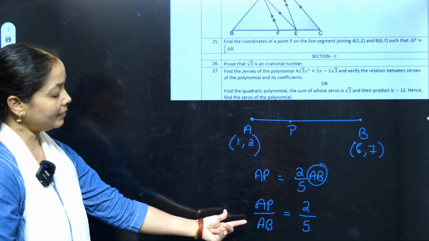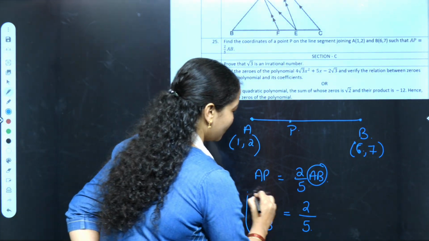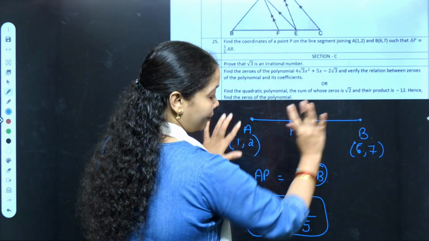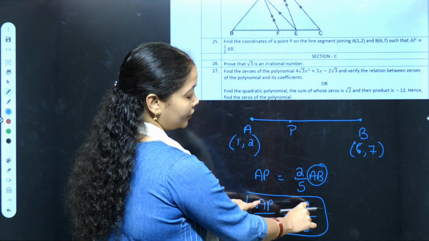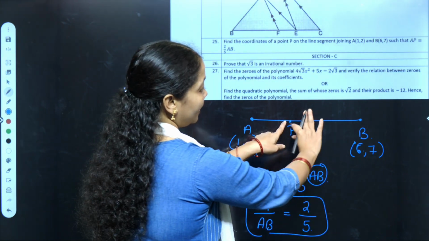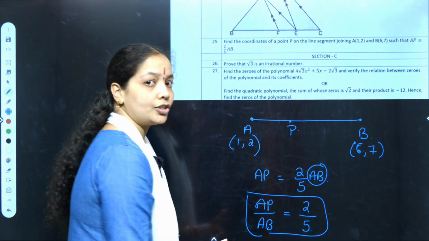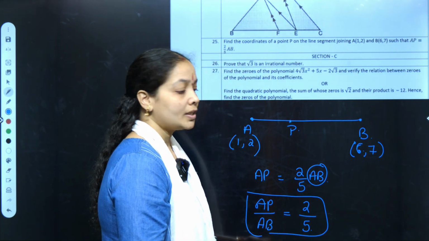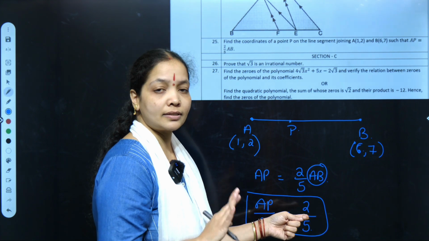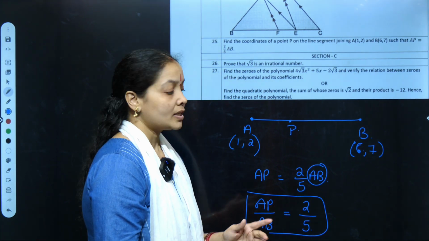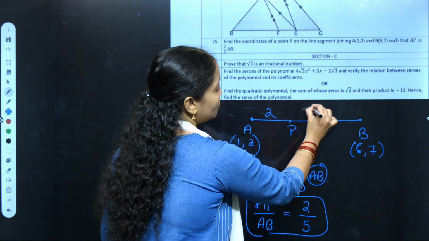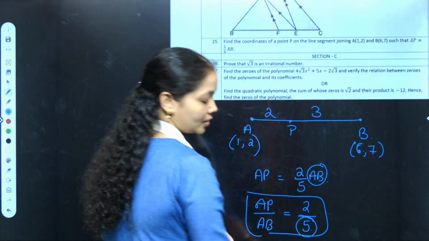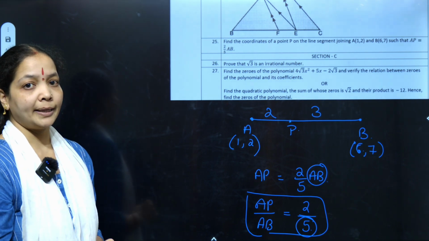That means, what do I mean by this fraction given? The complete line segment has 5 parts. Out of that, AP covers 2 parts. That means the remaining PB will be of the ratio 3. The chances of mistake committing by you people are high here. You will take the ratio as 2:5, which is absolutely wrong. You can't do that. So I have to take the ratio as 2:3 because the complete AB line segment is having 5 divisions. That we have to keep in mind.